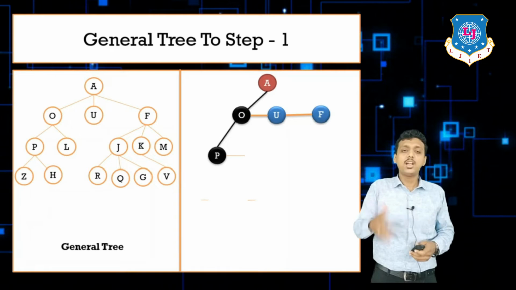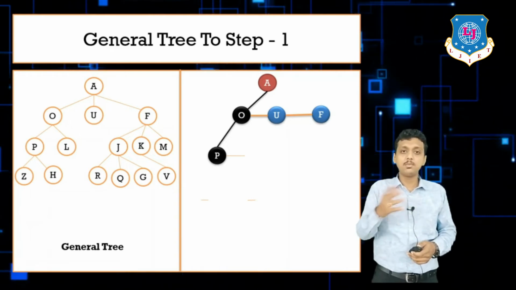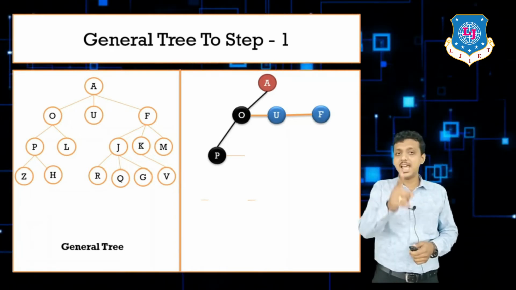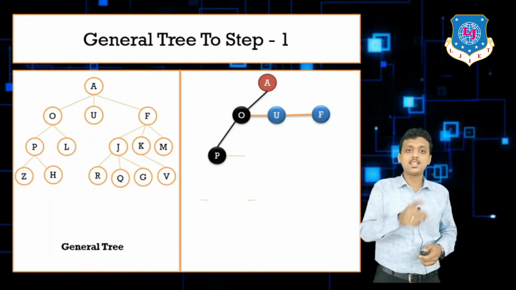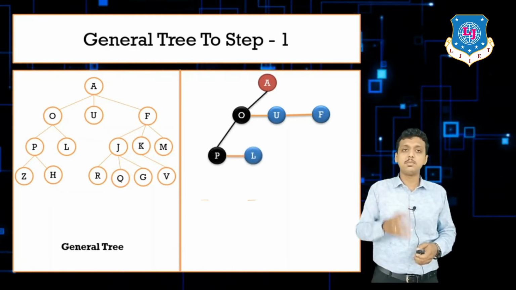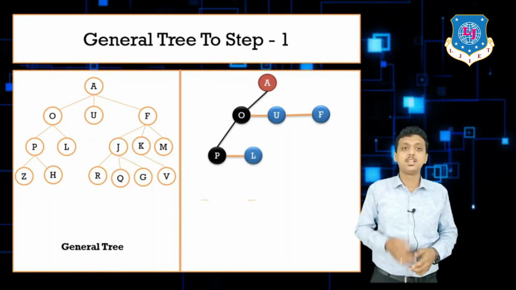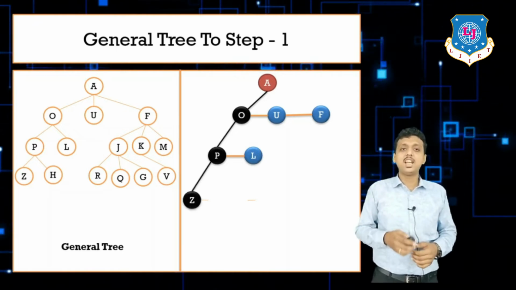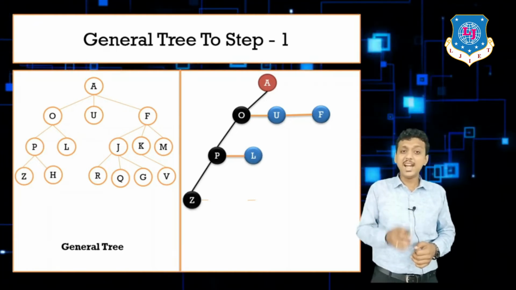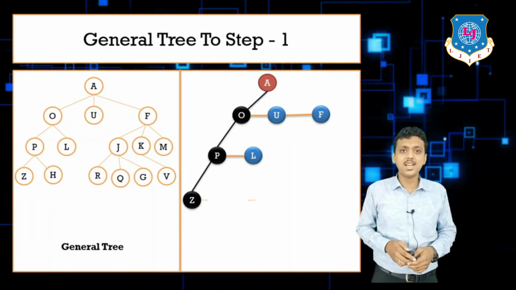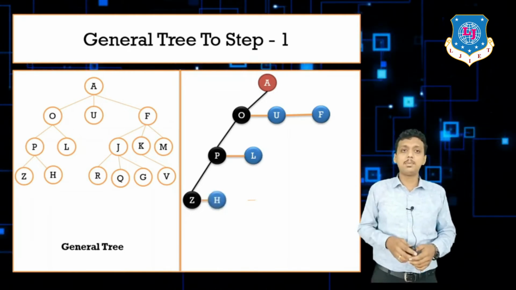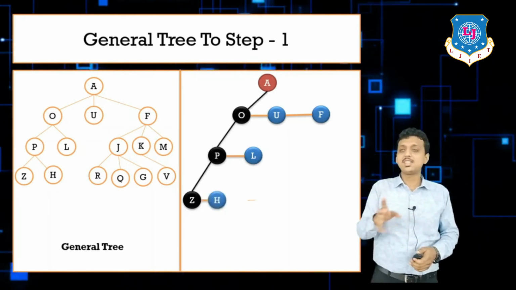Now what are the siblings of P? P's sibling is L. So just keep it on the right side of P, in the horizontal way. Now the very next step is the left child of P, that is Z. Is there any sibling for Z? Yes, it is. So just keep it on the right side, that is H.